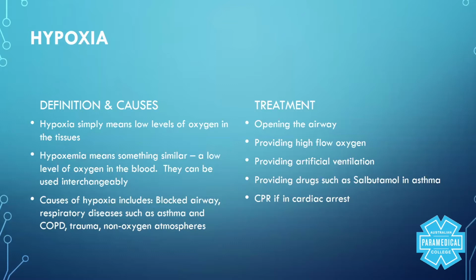Hypoxia from a paramedic perspective can be caused by a blocked airway, so the tongue, for example, being the biggest muscle in the upper airway, which can block the airway. Other causes are respiratory diseases such as asthma, COPD, trauma, and non-oxygen atmospheres. The way we would manage this is by opening the airway, providing high flow oxygen, providing artificial ventilation, for example with your bag valve mask ventilation, which is something that you will be able to practice at workshops 1 and 2. And of course, you can provide drugs such as salbutamol and ipratropium bromide if it's within your scope of practice. For life-threatening asthma, you can also give adrenaline as well. And then there's CPR in cardiac arrest as well.